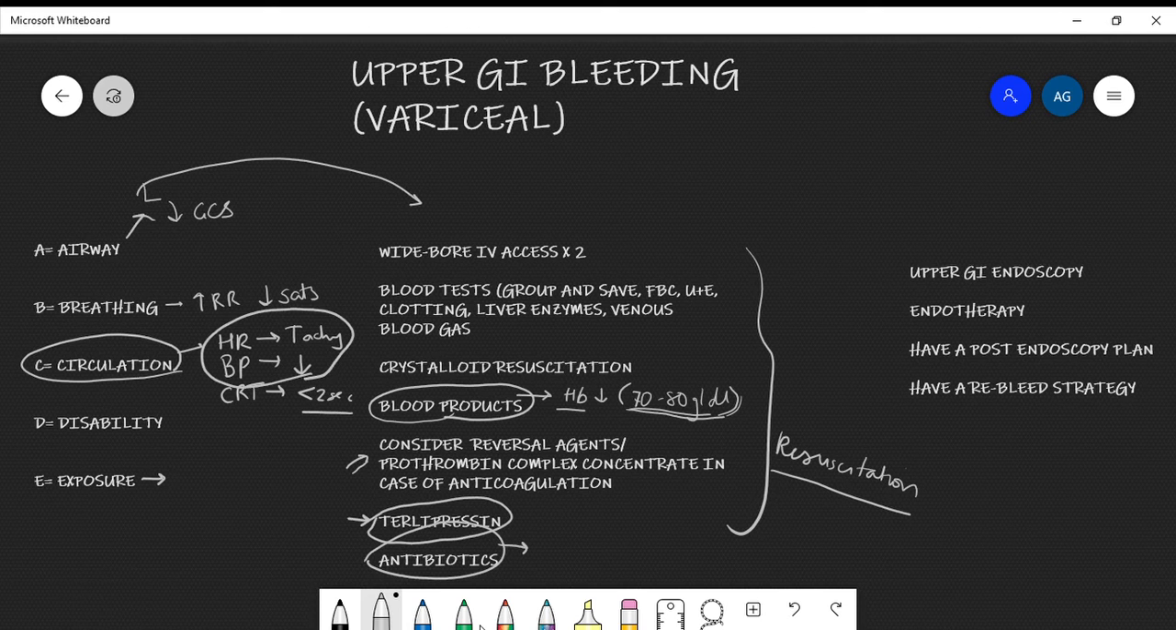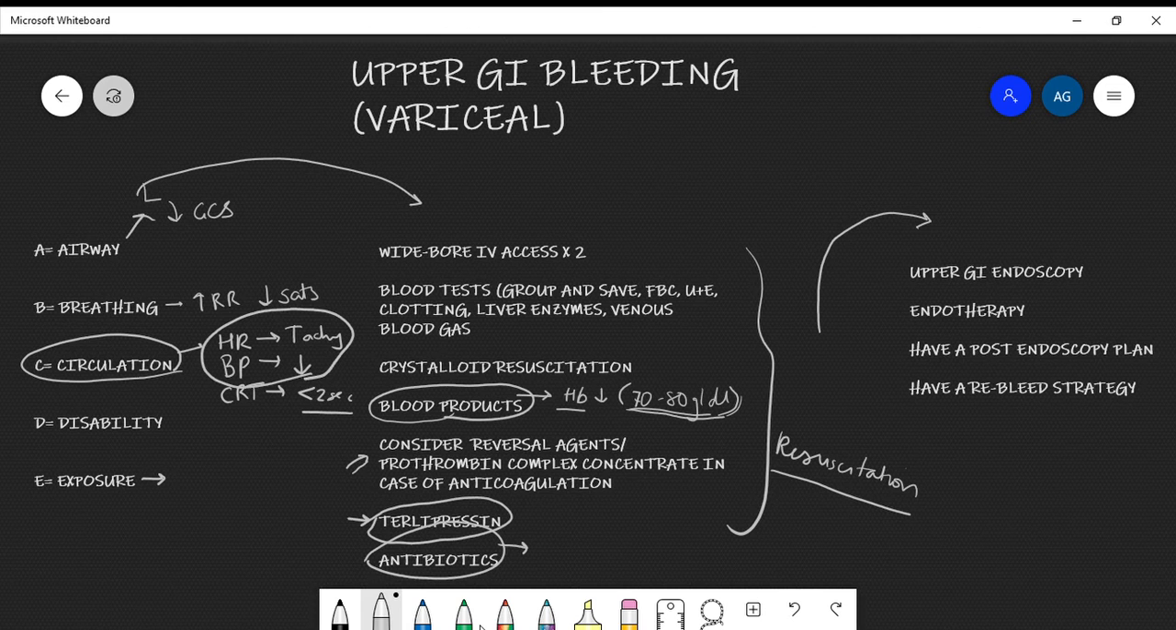After you've finished this step, you give a call to the gastroenterologist, your endoscopist, and discuss with them the need for upper GI endoscopy. Depending on the severity of the bleed, the endoscopy might have to be done then versus endoscopy within 24 hours. Again, depending on the severity of the bleed, this may be safe to do in the endoscopy unit itself, or it might have to be done in, say, the intensive care unit or in theaters with anesthetic team support.